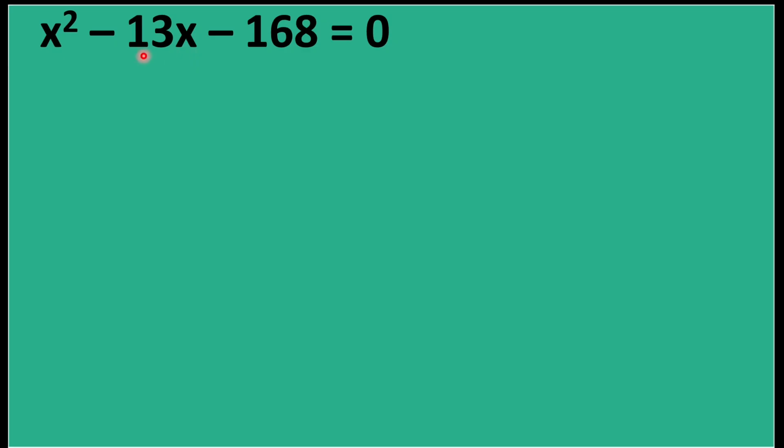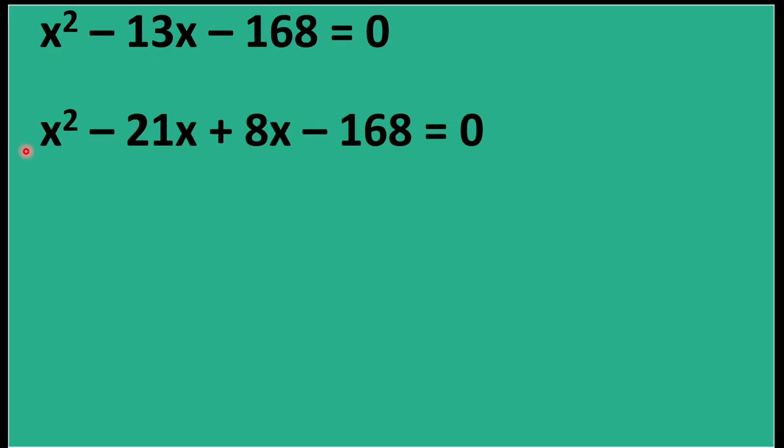So let's try to factorize this equation. If we factorize this into minus 21 and plus 8, x squared minus 21x plus 8x minus 168 equals 0, because minus 21 plus 8 equals minus 13. So minus 13x, and if we multiply minus 21 and plus 8, it will become minus 168. So both the conditions are satisfied. So we can factorize this equation in the form like this.